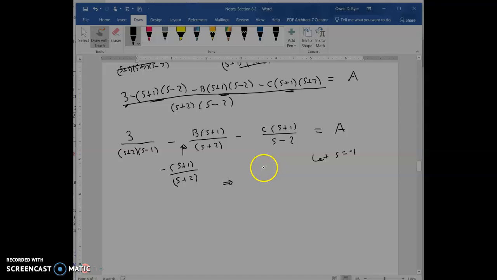when s equals -1 is 3 over -1 plus 2 times -1 minus 1 equals a. And that's -1, -2, so I guess we have 3 over -1 times -2 is 2. Right, so just like that, we found a.